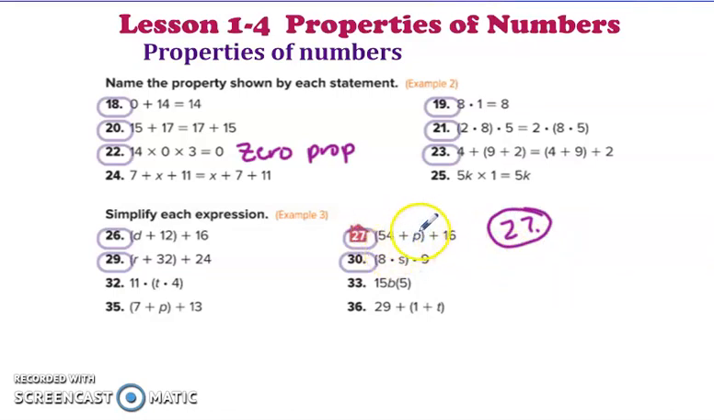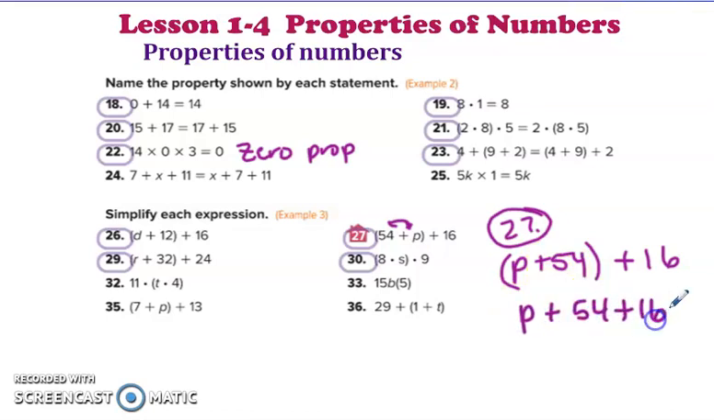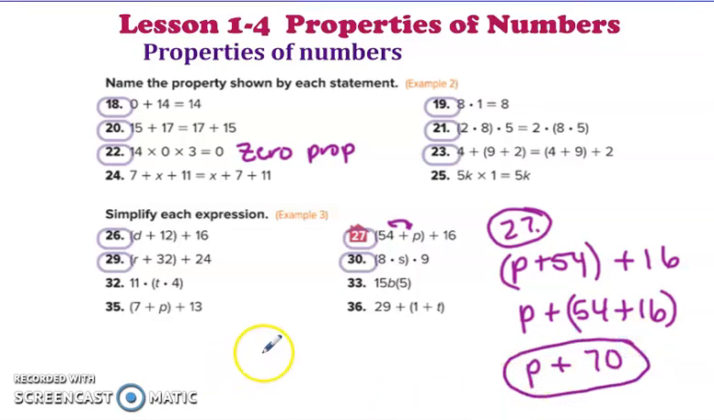It's got it grouped with that one, but I'm going to do 2 different properties. I'm going to switch those 2 numbers around. So I've got p plus 54, and I'm doing teacher talk here, so I'm doing plenty of talk about this, and 16. But I want to group my two numbers together because you really can't do much more to combine these ones here. So it's going to be p plus 54 plus 16, and those ones are grouped together. So we got p plus 70. And that's our answer for number 27.